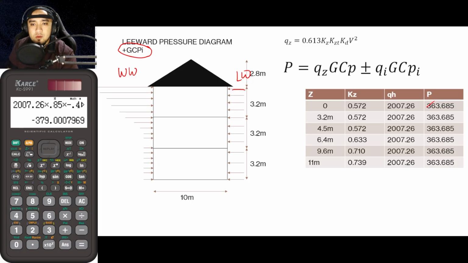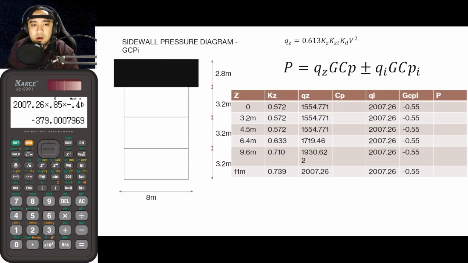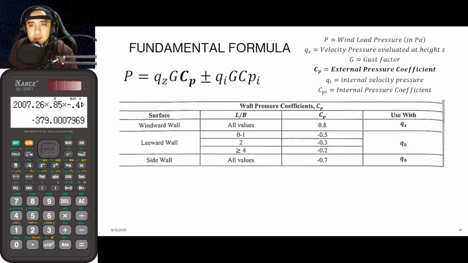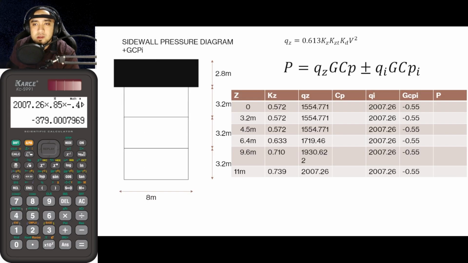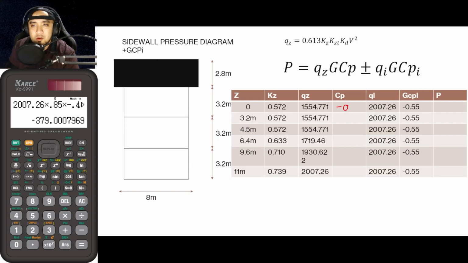So for sidewalls, guys, this is rather easier than the other two. For the sidewalls, the value for Cp that we will be using would be negative 0.7 regardless of the value for L over B. So from that, guys, straightforward. So this is, what was that? Negative 0.7. Oh yeah, okay. So that is negative 0.7 throughout.